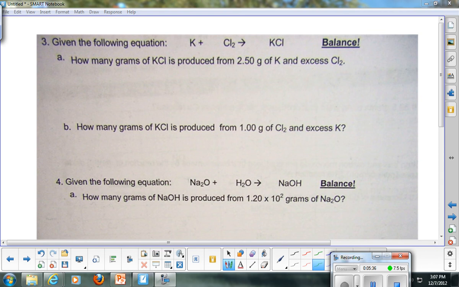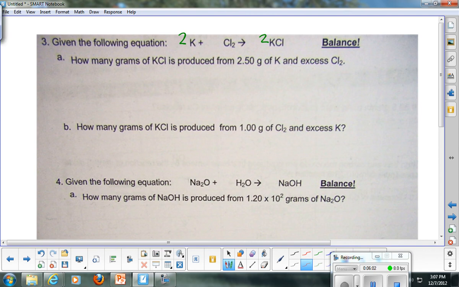Okay, going on to number 3. Again, take the time, balance the equation. If you pause it real quickly, and come back. Should have been fairly easy to balance, just putting a 2 in front of K and 2 in front of KCl. Now, again, as I read it, I put question marks underneath about what they want.